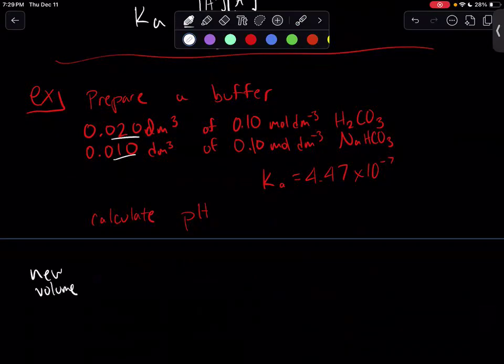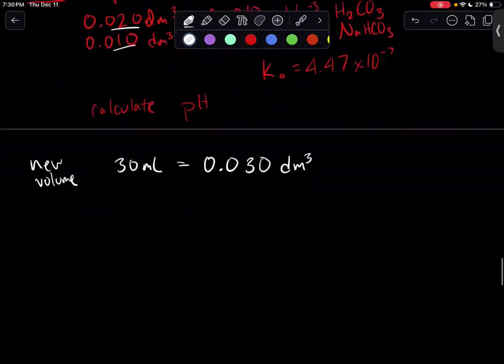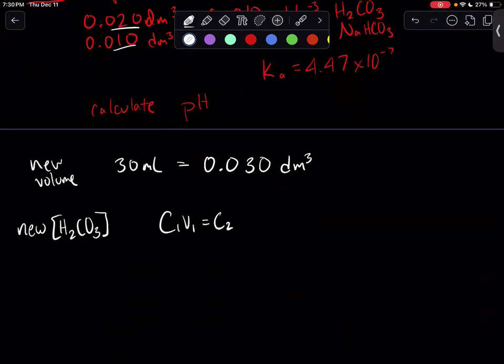We have 20 milliliters plus 10 milliliters, that's 30 milliliters. So that's going to be 30 mLs, which we're going to keep in our decimeter notation, 0.030 decimeters cubed. Then we need to calculate our new concentration of carbonic acid. So we're using C1 V1 equals C2 V2, and therefore we want our new concentration C2. So we'll divide the whole thing by V2 on both sides.